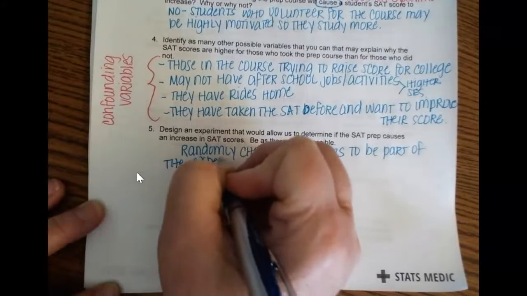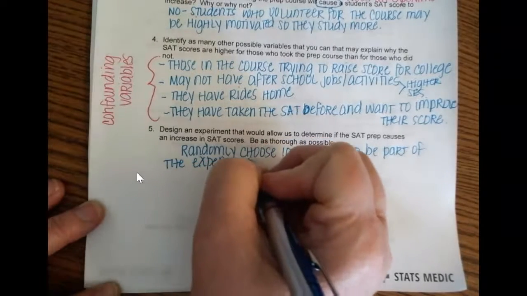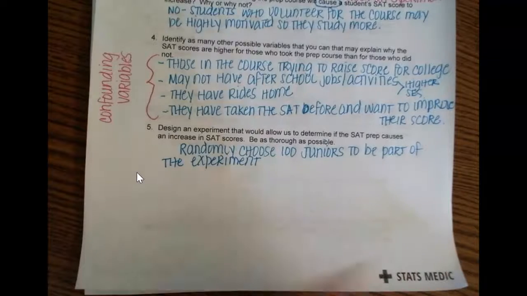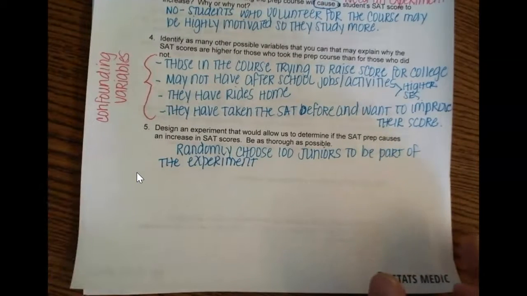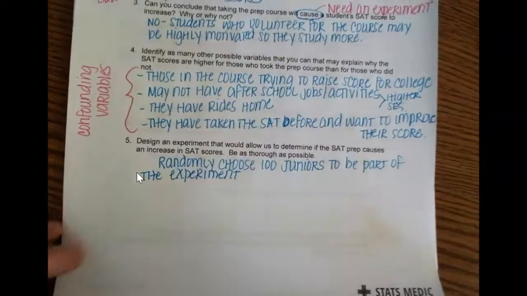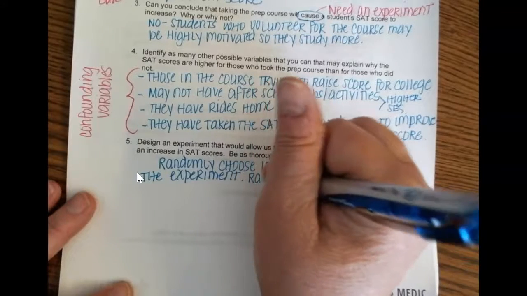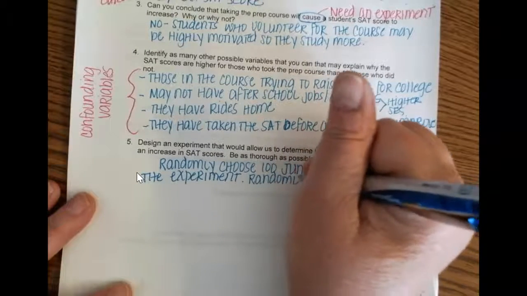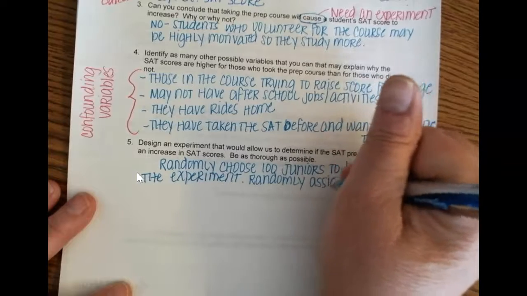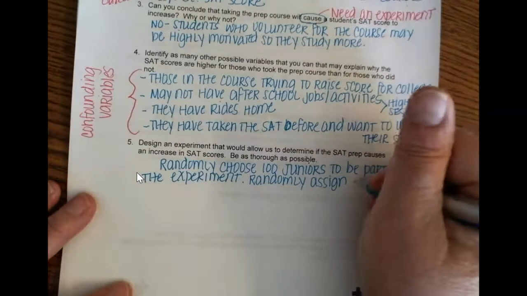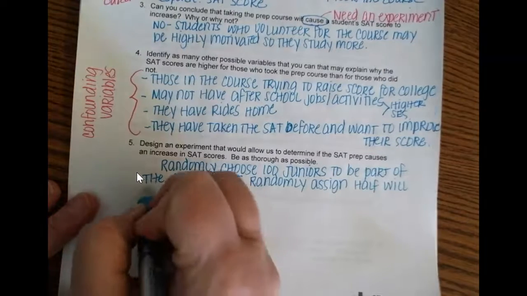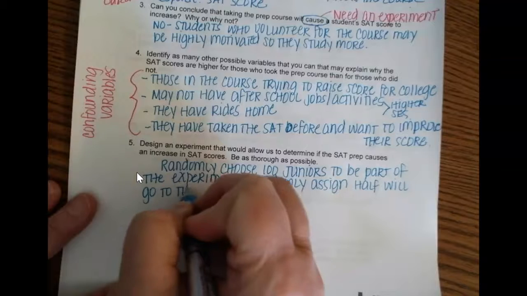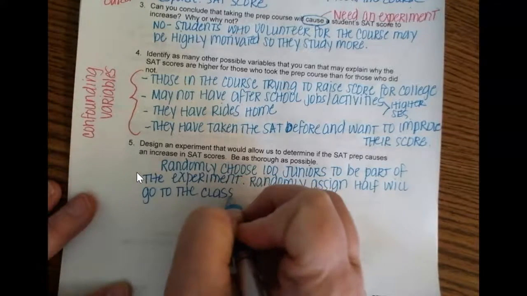All right, so we have these people. What are we going to do with them? Well, we need to put them into the class or not into the class. So how is that going to happen? I can't just decide, hey, you do this and you do that, because that's going to have some sort of bias to it. So we need to randomly assign. And how are we going to randomly assign? We're going to say half will go to the class, and half will not.